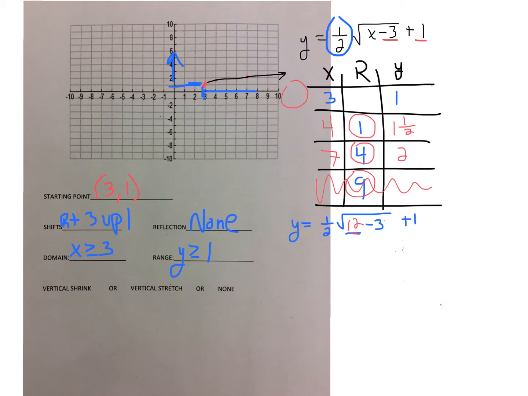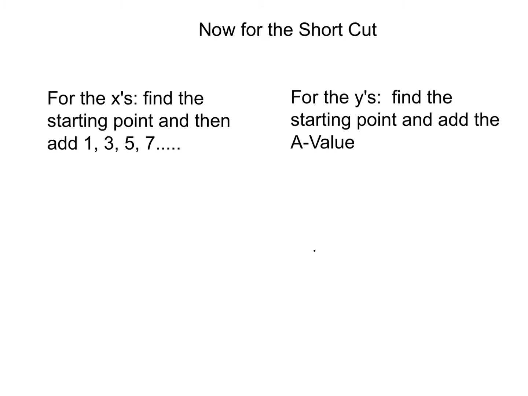And shrink, stretch, or neither. Absolute value of a half is 1/2. Compare it to 1. Well, 1/2 is less than 1, so that is a shrink. Alright, now we'll go with the shortcut to this.